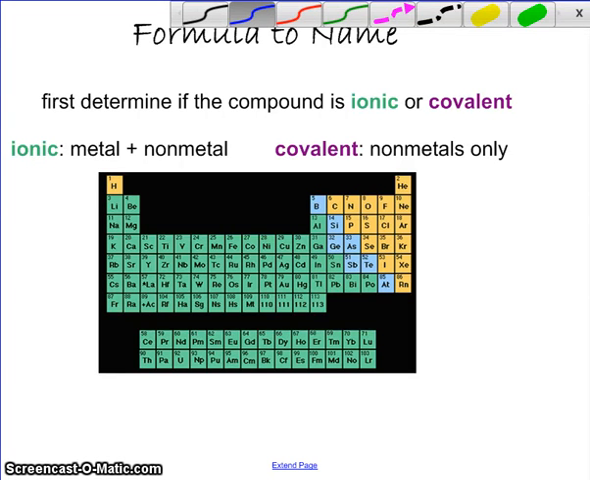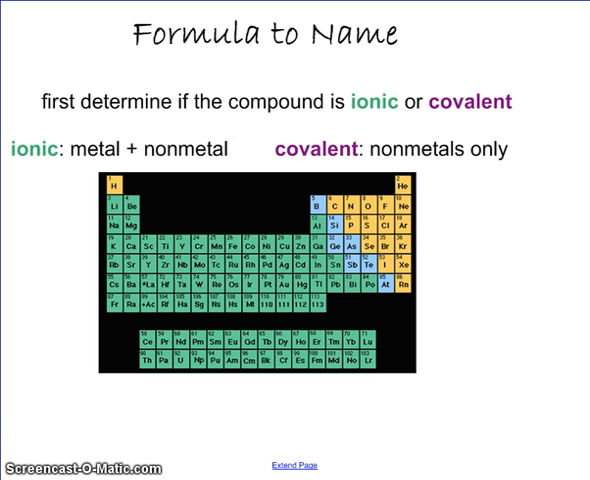This is a quick review of going from chemical formulas to chemical names of those compounds. You first have to determine if a compound is ionic or covalent. An ionic compound is one that has metals bonded with nonmetals, while covalent is nonmetals only.